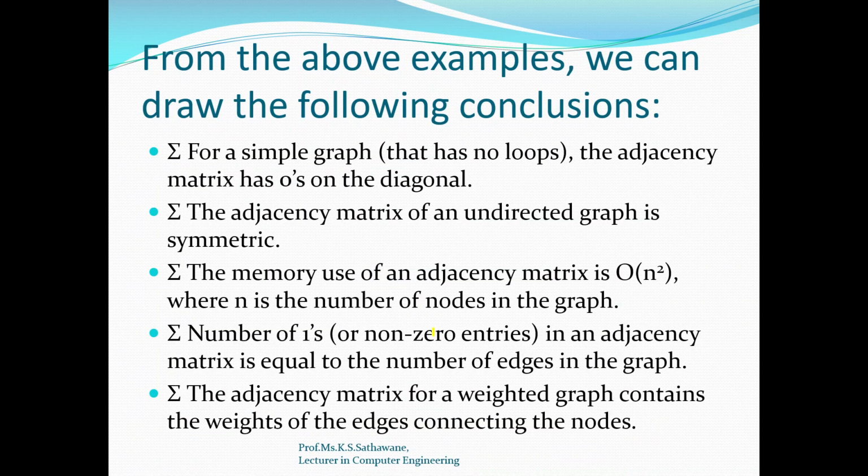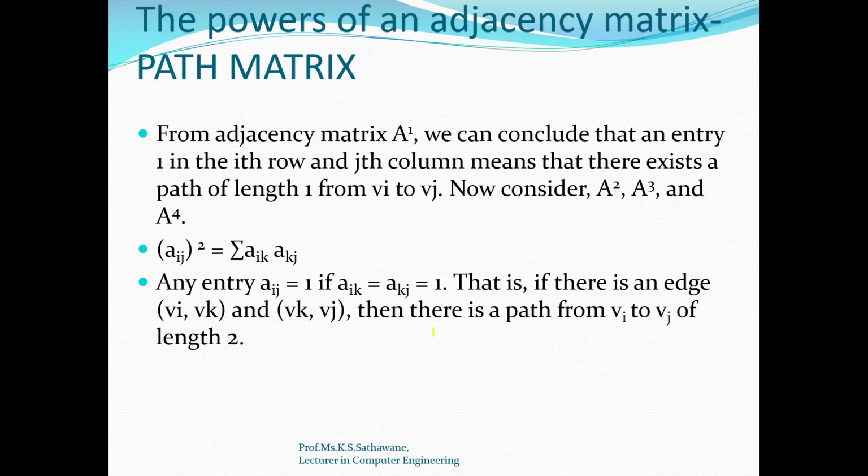Okay, the memory use of an adjacency matrix is order of n square. Why? Because if there are n nodes, then we are using n rows and n columns, that is an n by n matrix. So that becomes order of n square. The number of ones or non-zero entries in an adjacency matrix is equal to the number of edges in a graph. The adjacency matrix for a weighted graph contains the weights of the edges connecting the nodes. Okay. Now let's move on.